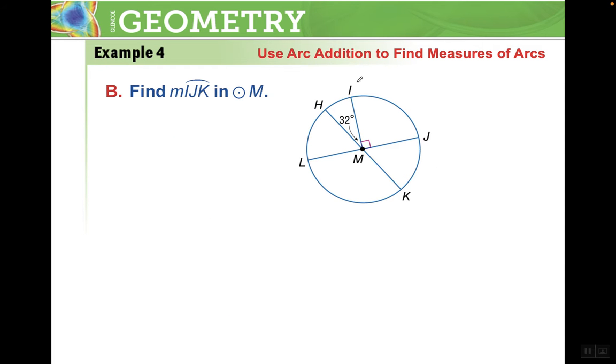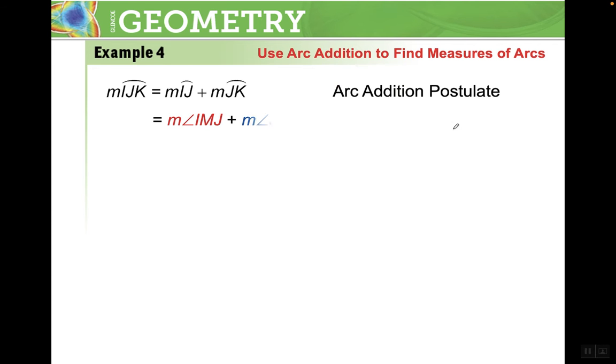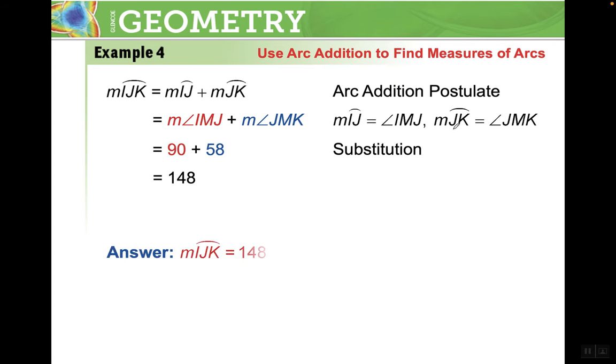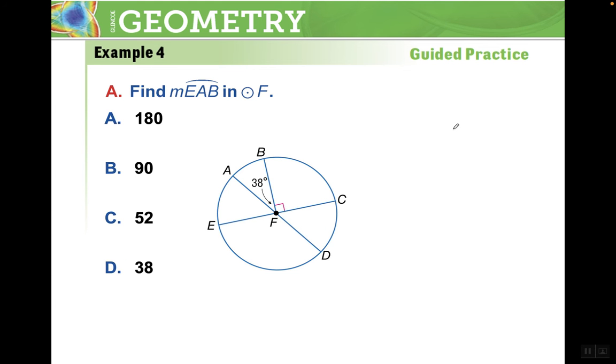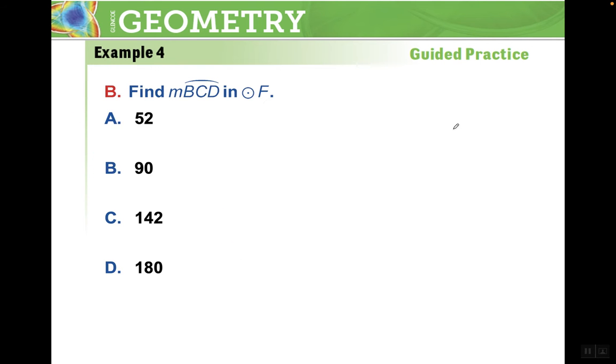Okay, this they want you to find IJK. That's this much. So we know that HIJK, like that, is 180. So we just need to take 180 minus 32 to get the measure of arc IJK. And they do it probably a little differently than I do. So go ahead and try and do this one, and I'll click it. And this one.